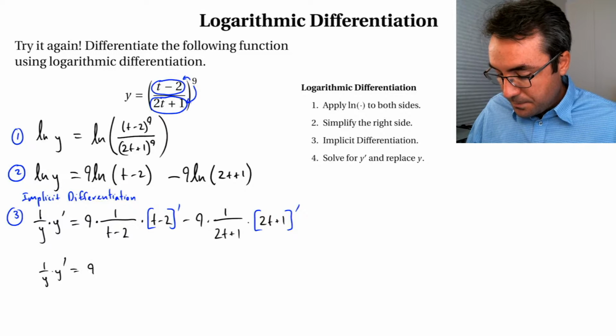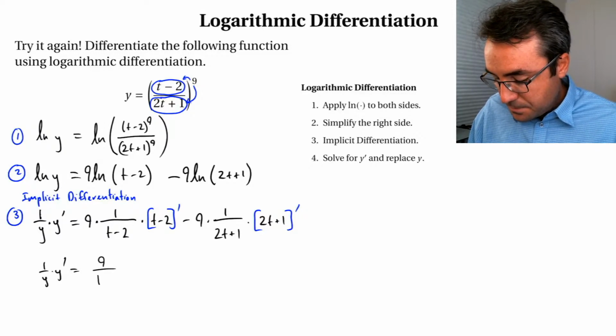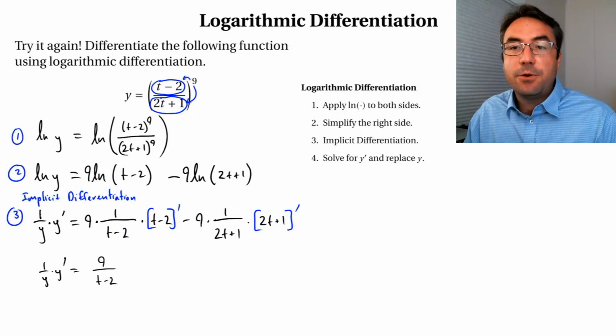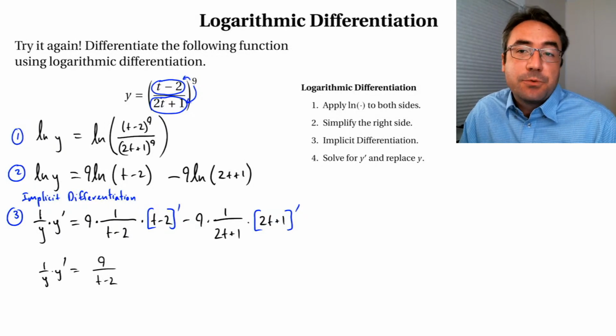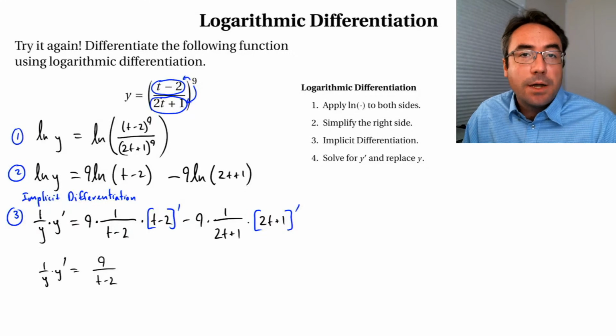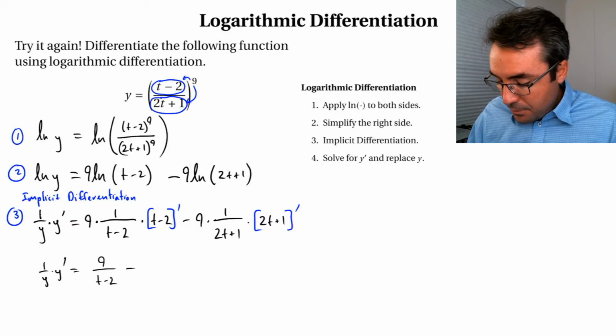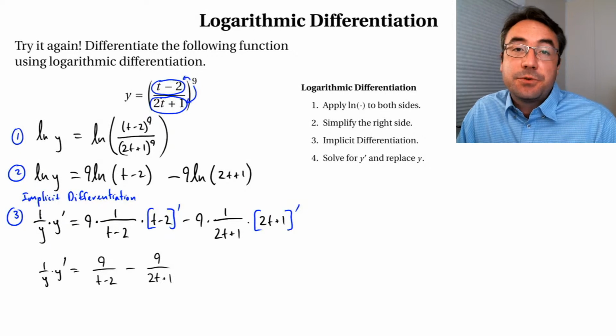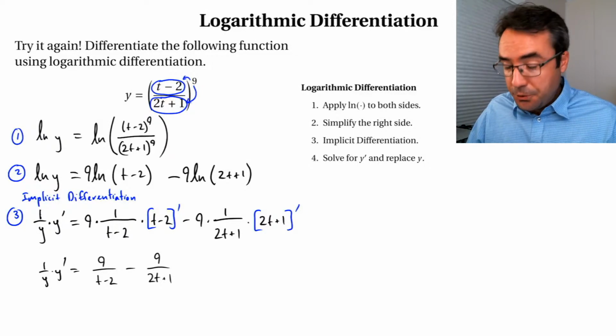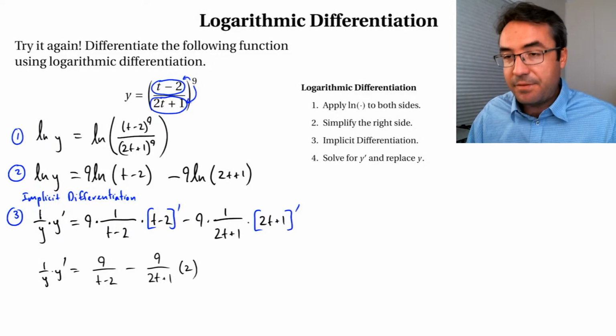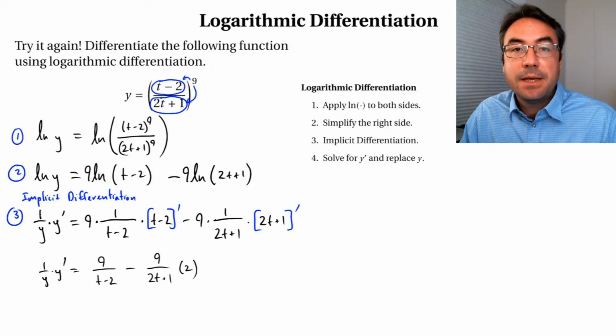So I'll put the 9 on top of that fraction. So we get 9 over t minus 2. And then the derivative of t minus 2 is just 1. So I'm not going to write the 1. And then I'll move that 9 on top of the other fraction. So we get minus 9 over 2t plus 1. And then the derivative of 2t plus 1 is 2. So we'll have that multiplied by 2.